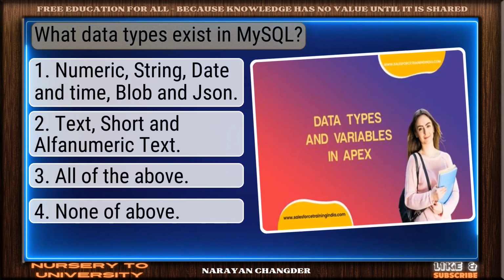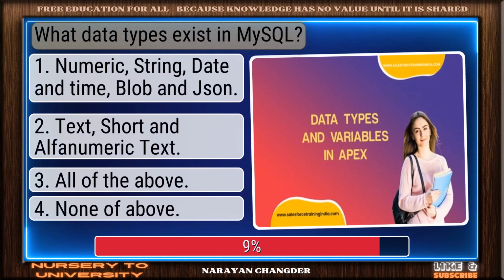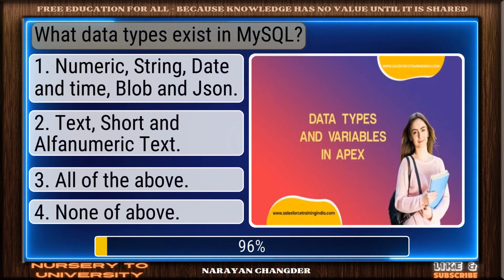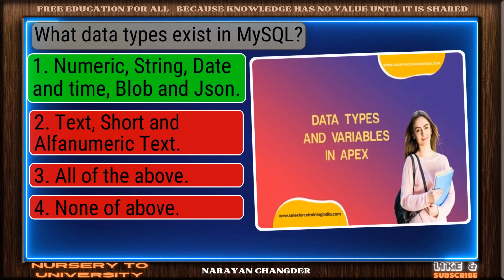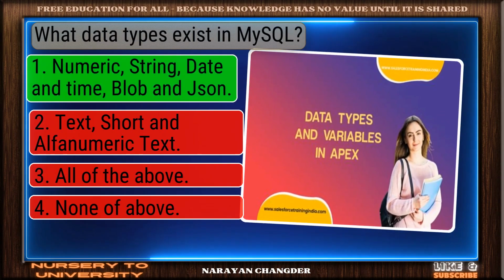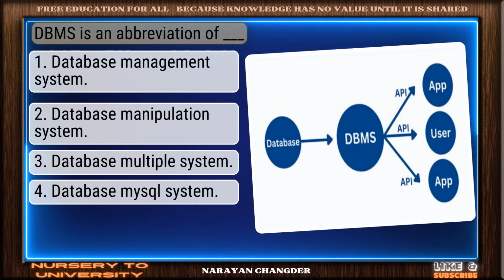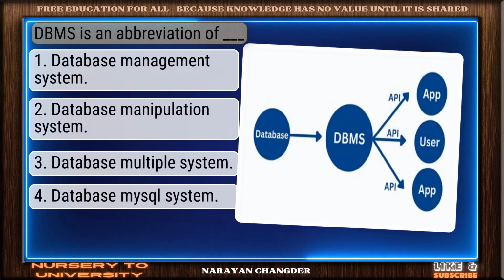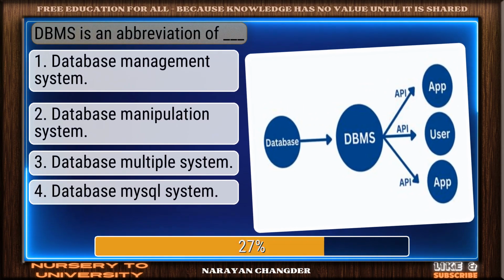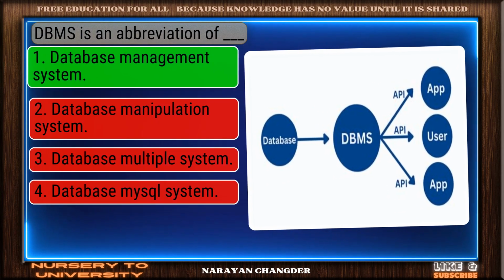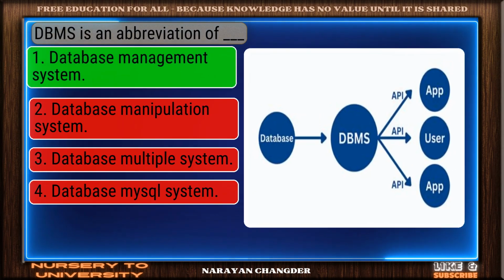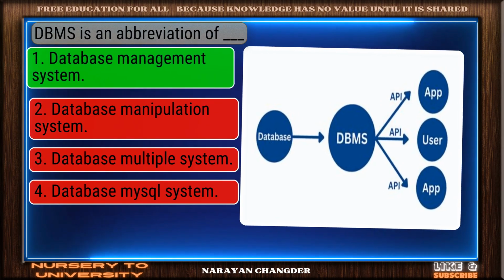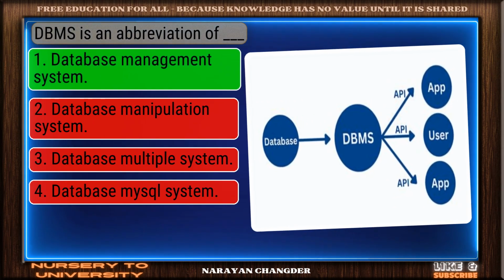Question number 73. What data types exist in MySQL? Smart move. Numeric, string, date and time, blob and JSON is an accurate answer. Question number 74. DBMS is an abbreviation of dash. Nice work. You chose database management system, and it is correct.